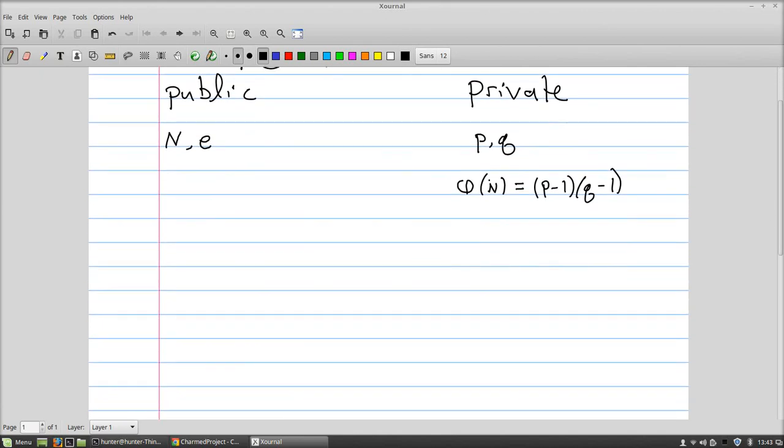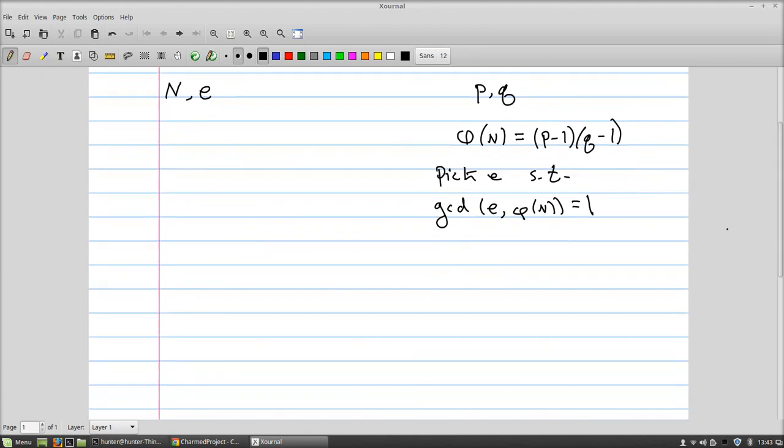So this is private information, and we can pick E such that E has an inverse mod phi of n, which is what you really want. But we know that that amounts to picking E such that the GCD of E and phi of n is equal to 1, which is easy to do. Usually E is some fixed number like 3 or 5 or 7, and there are some more exotic ones that we'll talk about some other time.